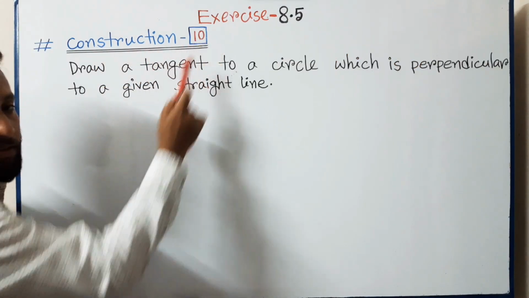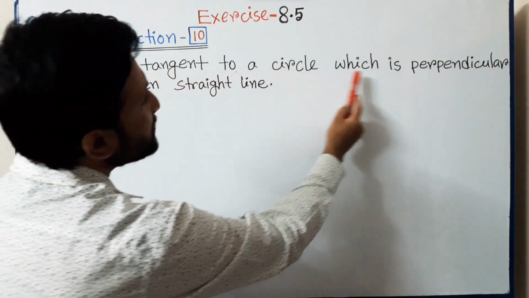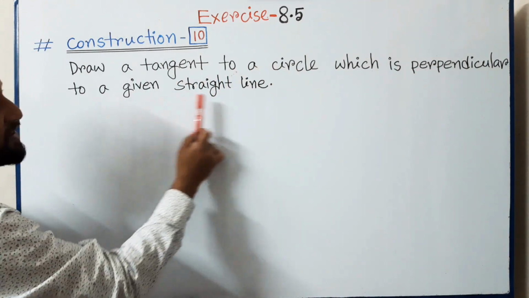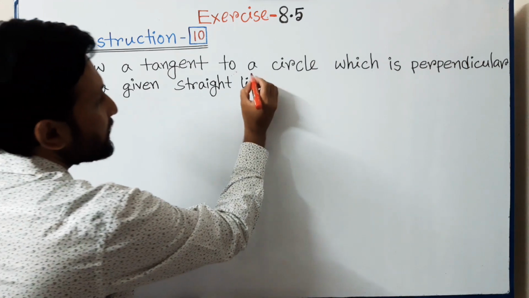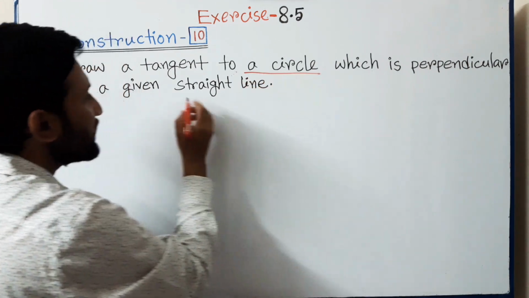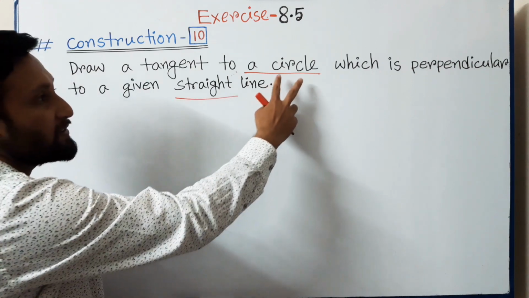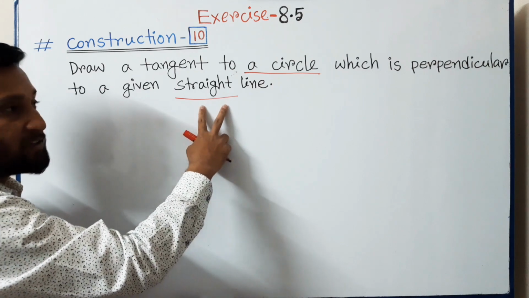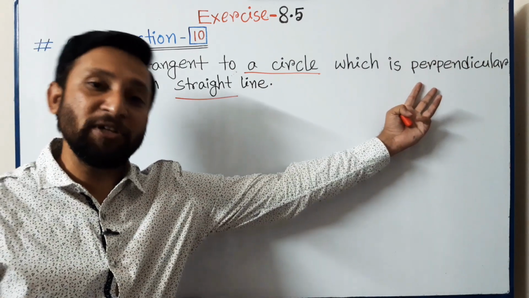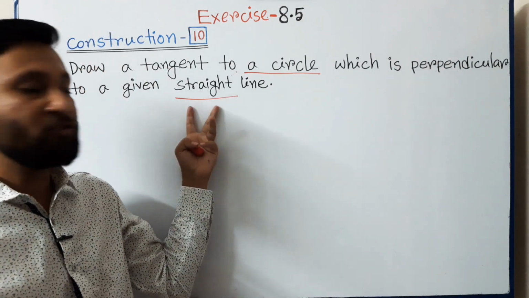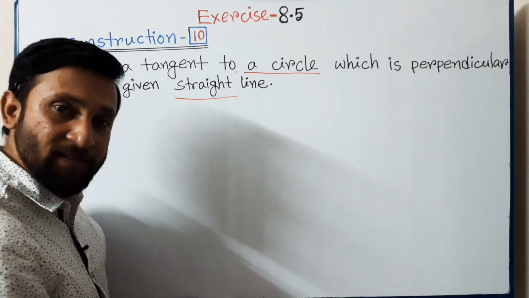Construction number 10. The question is: draw a tangent to a circle which is perpendicular to a given straight line. That means according to the question, a circle and a straight line are given. We have to draw a tangent on this circle to this straight line, where the tangent will be perpendicular to this straight line. So at first, draw a circle.